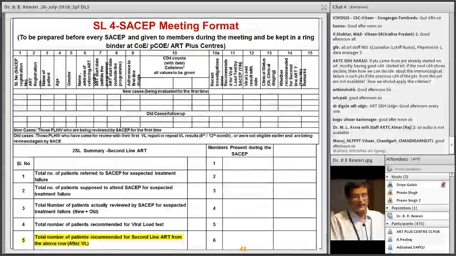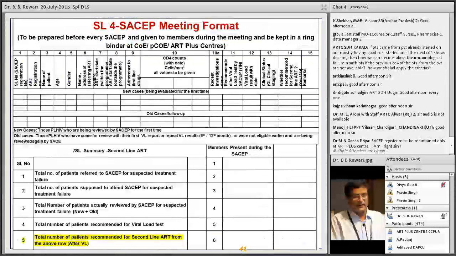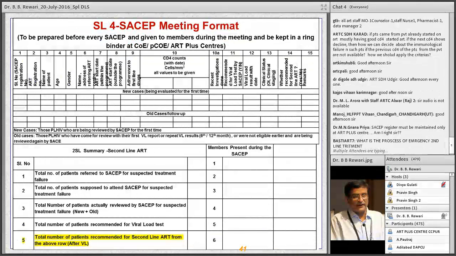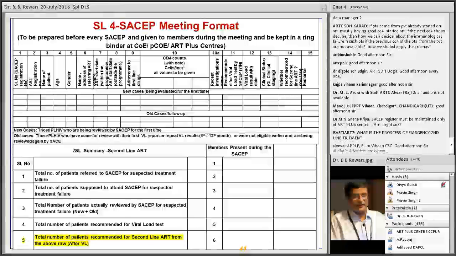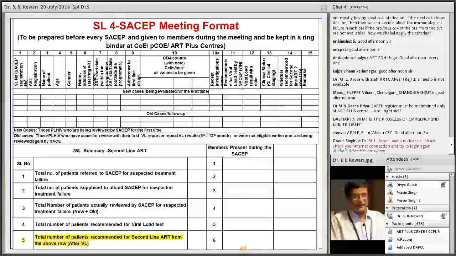Coming to the SACEP meeting format, this format should be available to all members. When they are meeting for this, it should be a printout and it should have a summary at the end. The summary should show how many total patients were referred, how many were supposed to attend, how many actually reviewed, how many were recommended for viral load, and the total number recommended for second line ART from the above viral load, but this will be done after the viral load. So in the initial meeting, 4 columns will be filled up, but for old cases the 5th column also: how many patients have been recommended for second line ART.